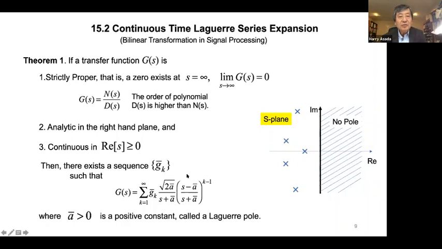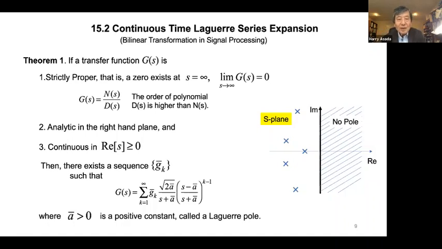So for a transfer function G(s), we have to think about three conditions. First, strictly proper, that is, a zero exists at s equal to infinity. It's a little bit strange statement. By the way, I just started with the continuous time Laguerre series expansion, and later we discuss the discrete time expansion. They are very similar, but continuous time is a little easier to understand. So let's do this first.